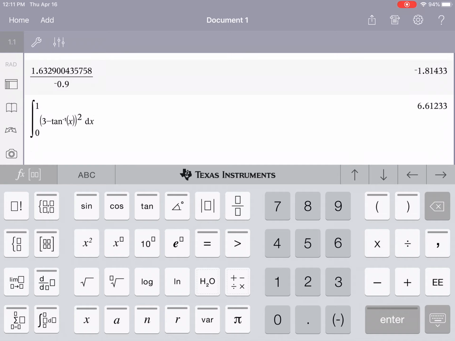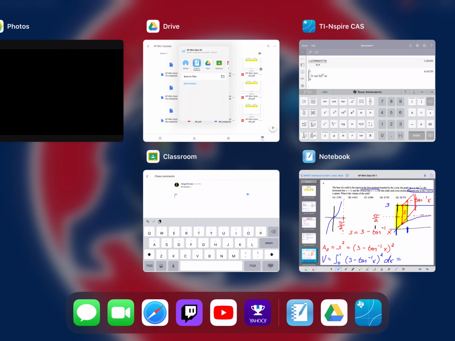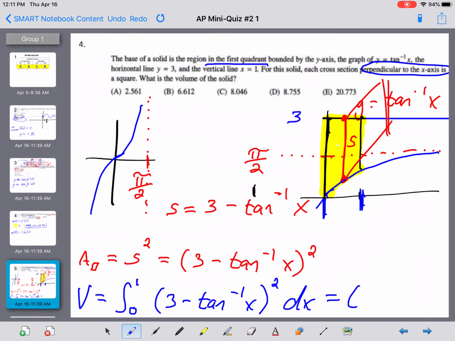So let's hit enter, and I got a 6.612 for that answer here. So let's jot that down, 6.612, and sure enough, that looks like one of the answers, which is B, and yep, that was the correct one.